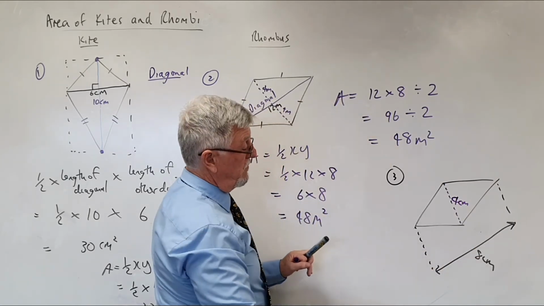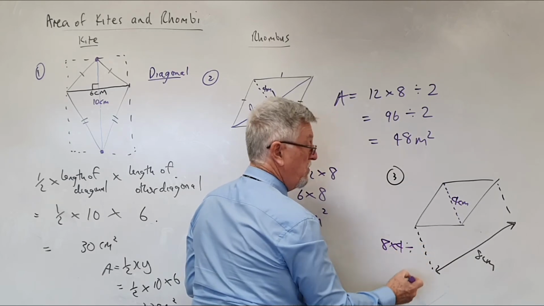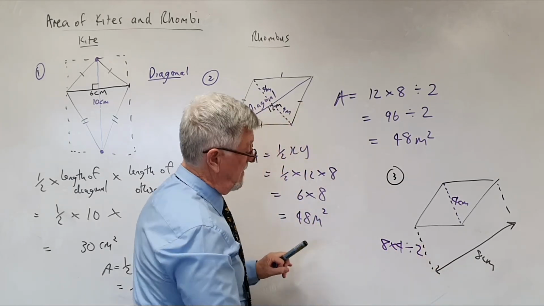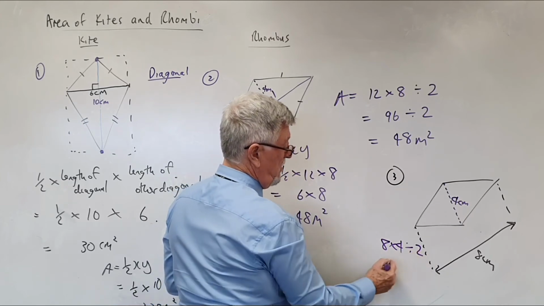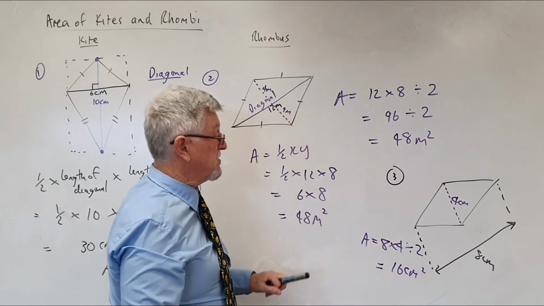So what's the shortcut way for doing it? It's one of them, 8 times the other, and divide it by 2. So then you can go 4 eighths are 32 divided by 2, and that's 16 centimetres squared. So you can get pretty quick at it if you know what's going on.